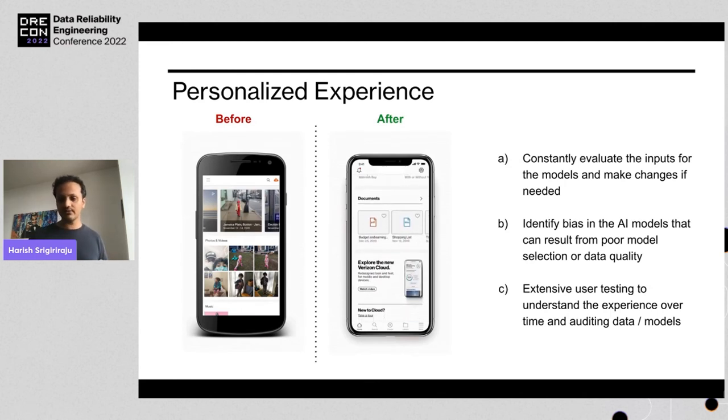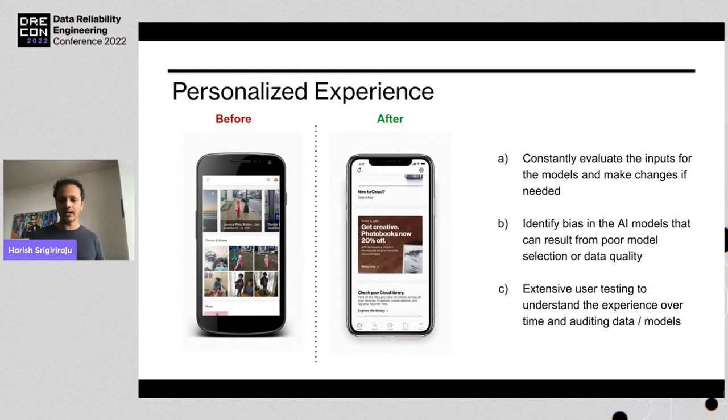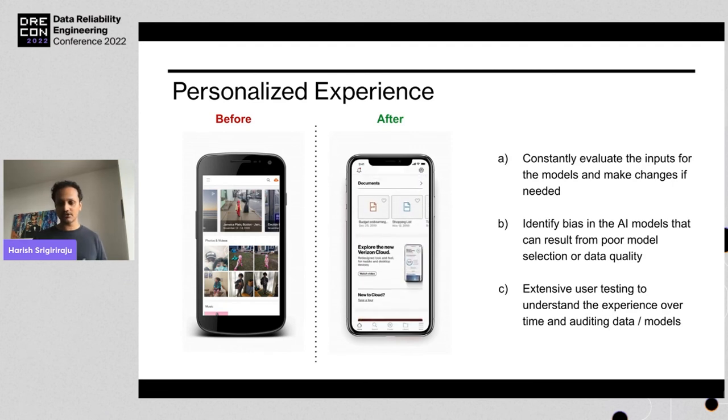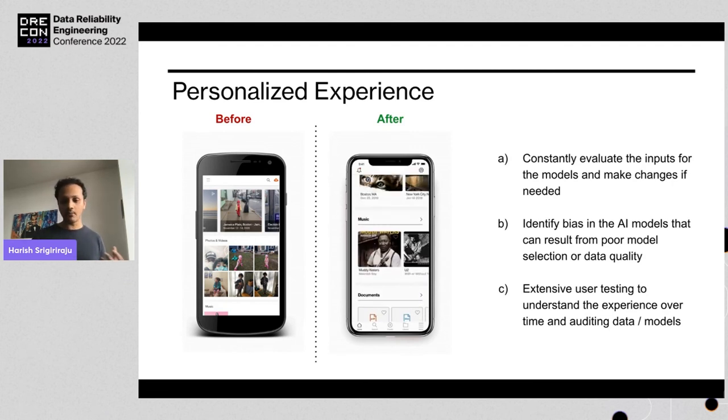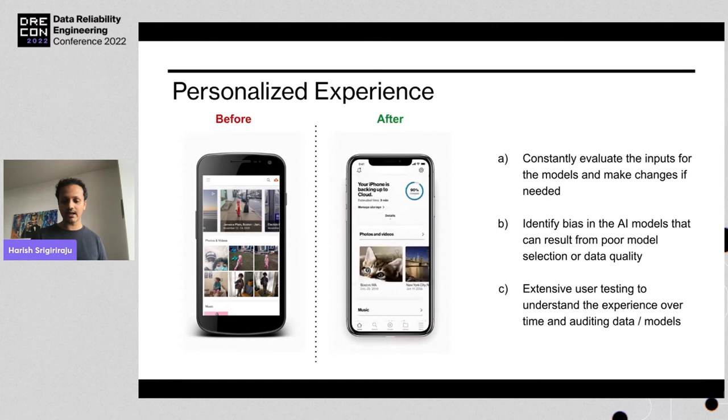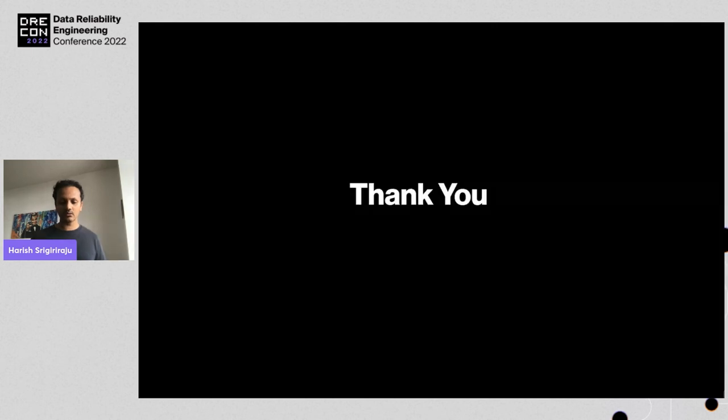So these are some of the best practices one could potentially take on to test and monitor AI models as well. I would like to conclude this presentation by highlighting the fact that monitoring is very critical. Monitoring can mean a lot of different things. One is underlying data, it could be KPIs, and it could be AI models through user testing. And all of those are very fundamental to the data reliability and engineering aspect of product.